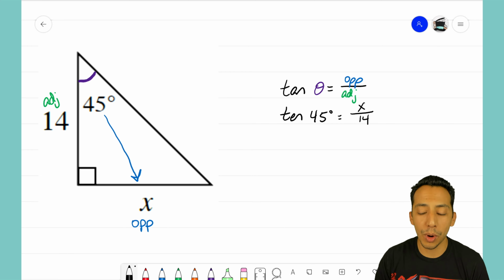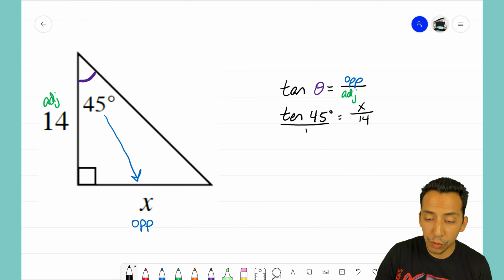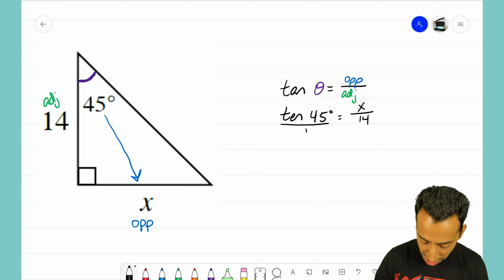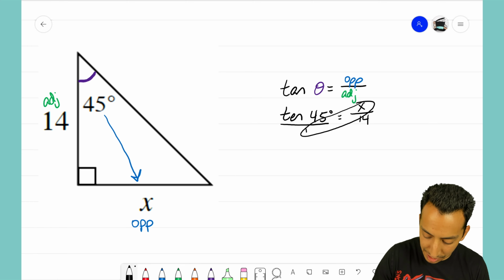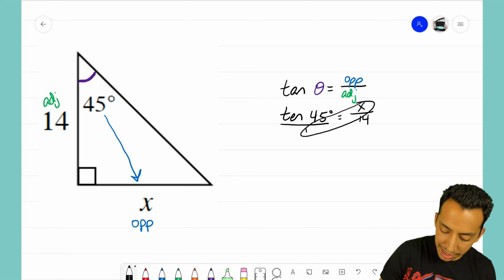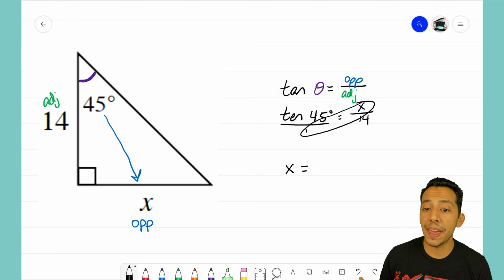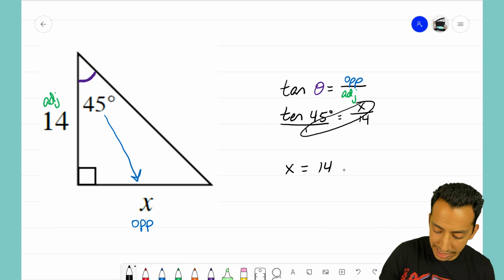And this is the point where you want to put the left-hand side over 1 so that we can cross multiply and solve for x. So let's go ahead and do that. x times 1 is going to end up being x. It's going to equal the other side being multiplied. That'll be 14 times the tangent of 45 degrees.